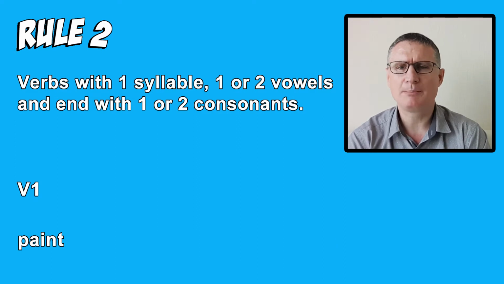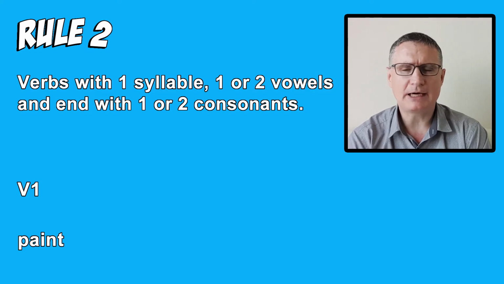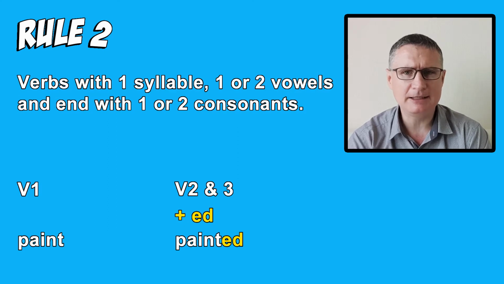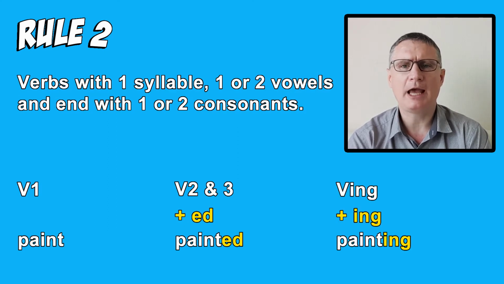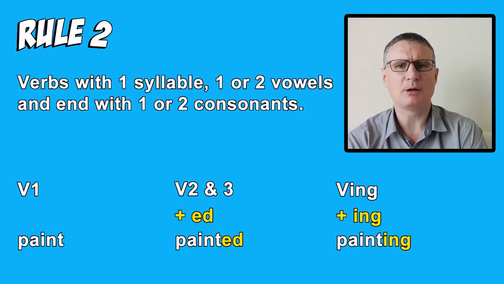Now, if I take the word paint, you can see that it has two vowels and two consonants. All I do is add the ed or the ing. So that is P-A-I-N-T-E-D, P-A-I-N-T-I-N-G. Painted, painting. All right, that is rule number 2.